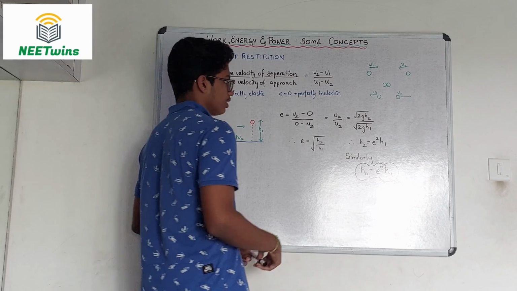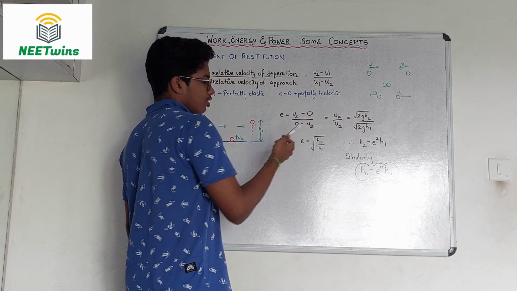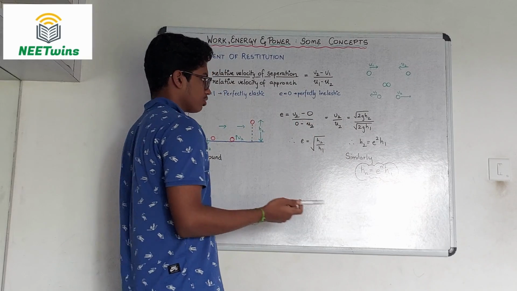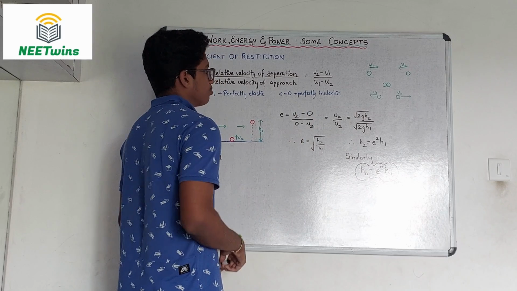But if it's a perfectly inelastic collision where bodies stick to one another, the relative velocity of separation is obviously 0 because both their final velocities are the same. So V2 minus V1 is 0. So the coefficient of restitution becomes equal to 0.